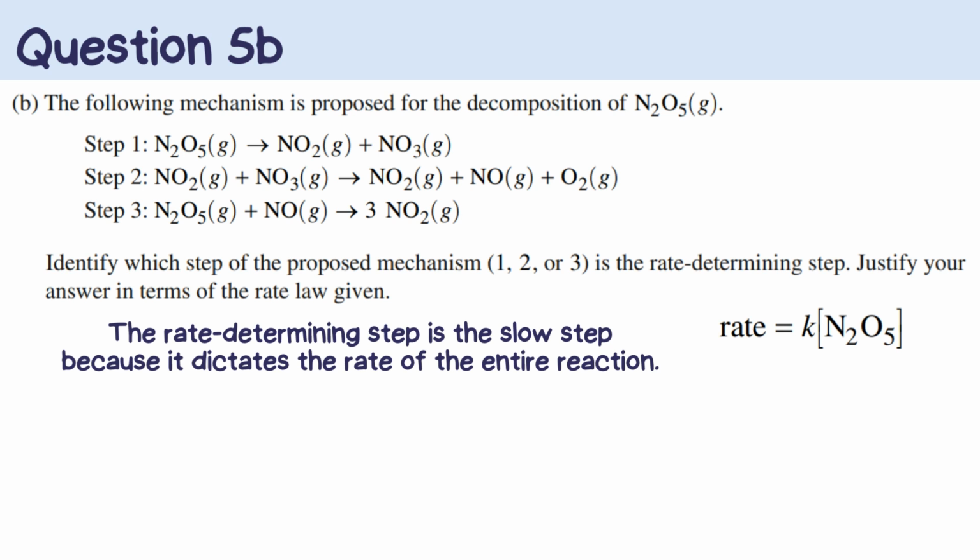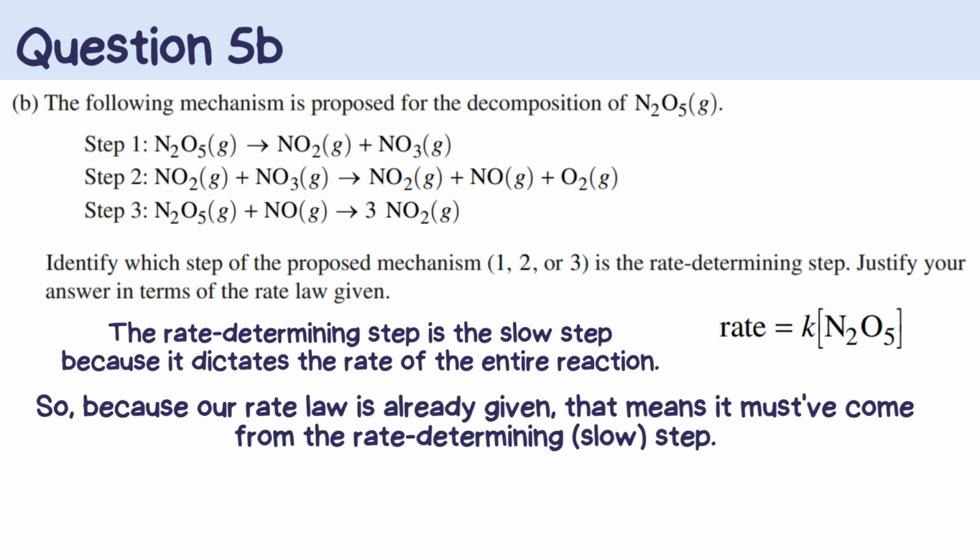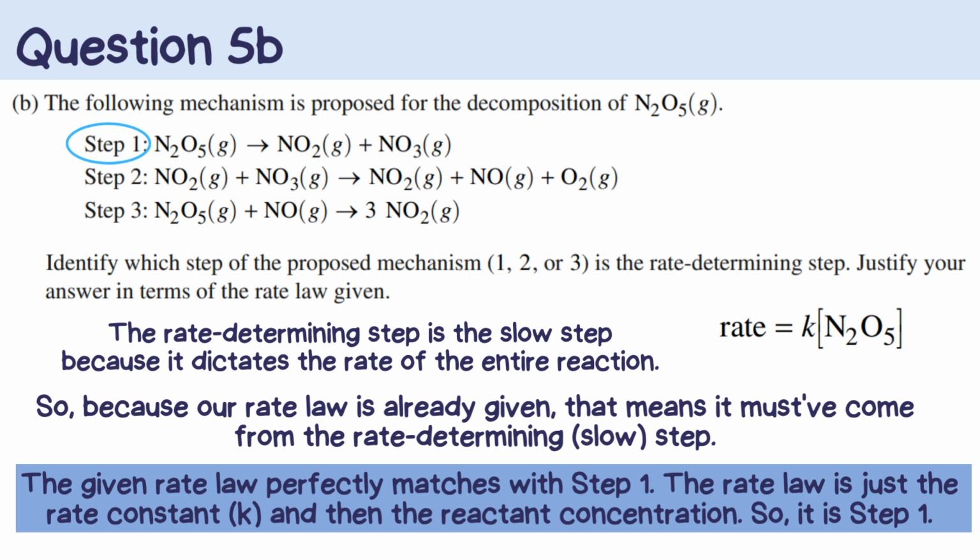Now, because the rate law is given, we must come up with the rate determining step. Given all of this, it must be step 1 because the rate law is the exact same. The rate law is just the rate constant, k, and the reactant concentration, so this perfectly matches up. Step 1 is the rate determining step, and therefore it gives the rate law.